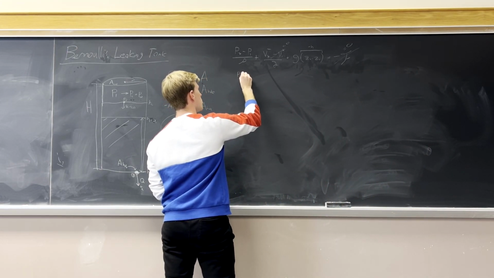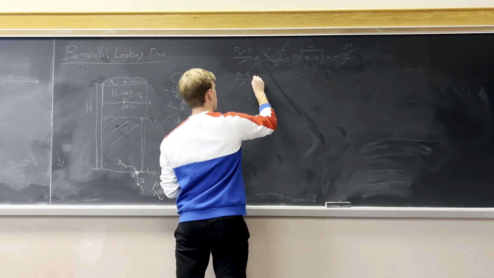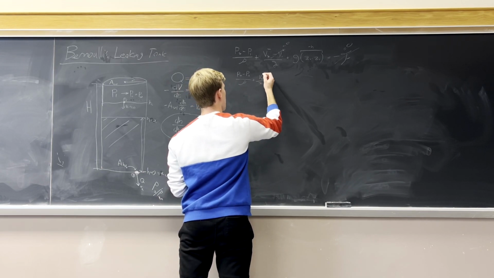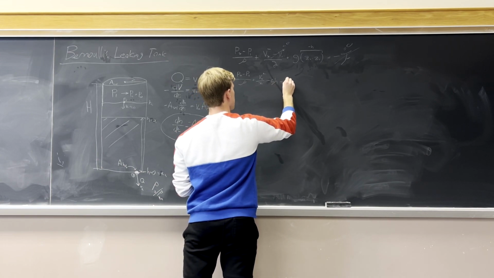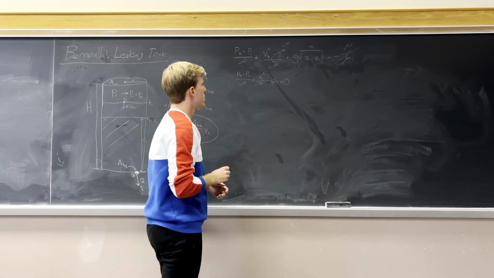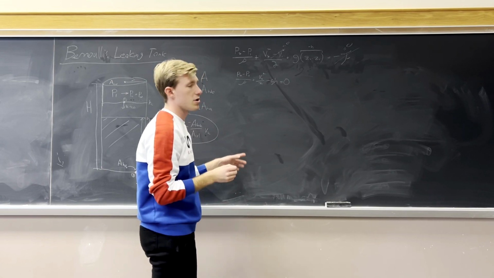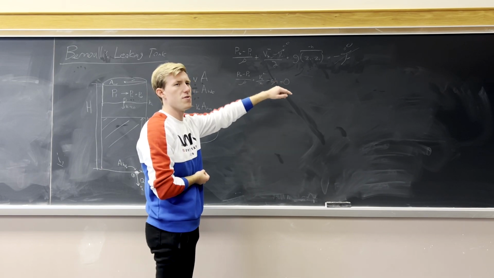So P2 minus P1 over rho plus V2 squared over 2, that's going to be minus GH is equal to 0, right? So what we're going to do now is look at what we do know and what we don't know. So we see H here, obviously, we want to get that on one side.